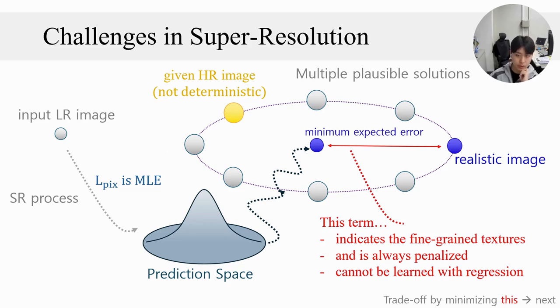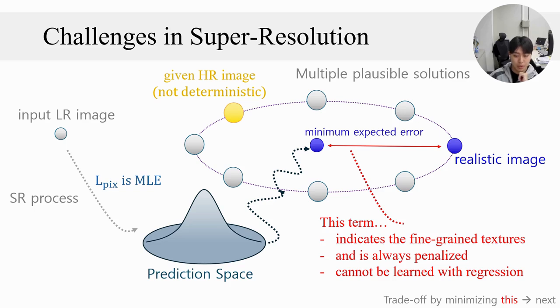Jumping deeper into details, this diagram provides a graphical illustration of the overall super resolution system and highlights one of its key challenges. First, let's discuss the role of LPix, the pixel-wise loss function. LPix is essentially a form of maximum likelihood estimation, simply MLE, which means it optimizes the probability distribution over the prediction space to find the point that maximizes the expected likelihood. However, this optimization process does not select a single plausible HR solution. Instead, it converges to an average result, which is why the final output often becomes blurry. This is one of the fundamental problems in traditional super resolution approaches.